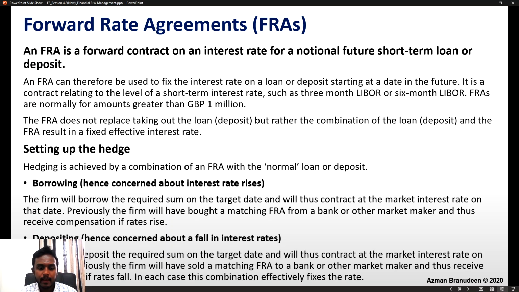Depositing: if concerned about a fall in interest rates, the firm will deposit the required sum on the target date and will thus contract at the market interest rate on that date. Previously, the firm will have sold a matching FRA to a bank or other market maker and thus receive compensation if rates fall. In each case, this combination effectively fixes the rate, mostly at the spot rate.